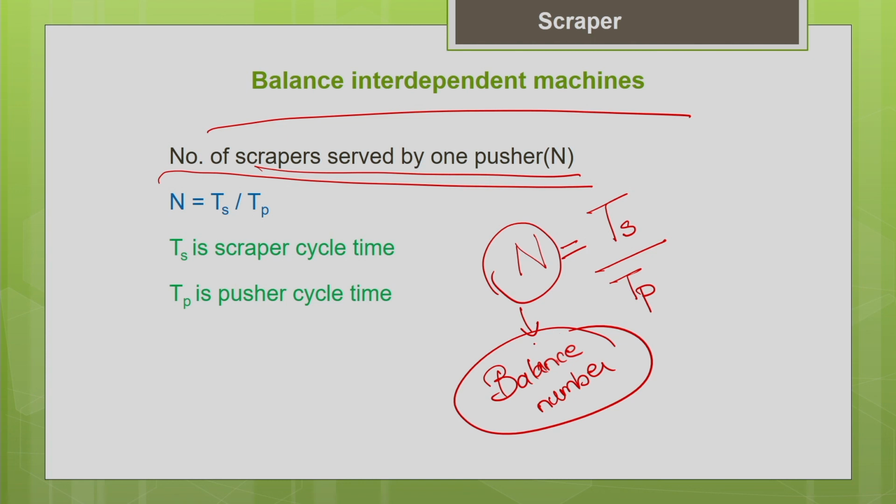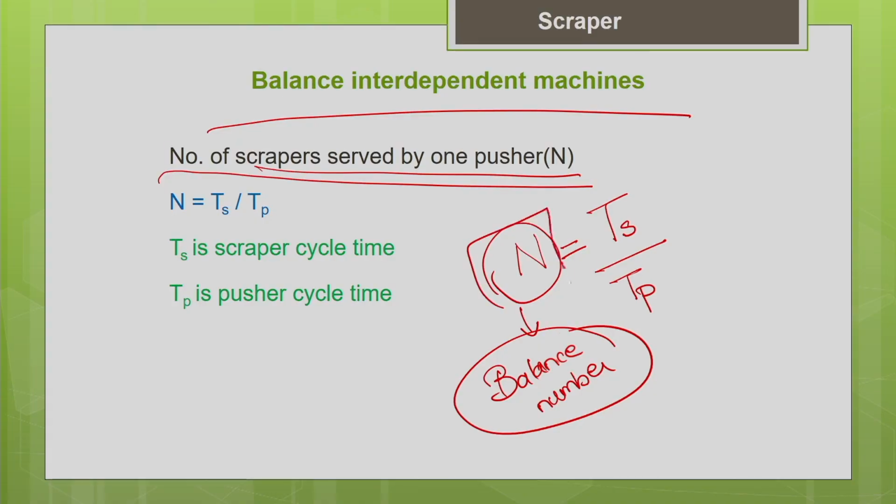So when you choose the balance number of scrapers and pusher, you can see that there will be minimum waiting time of scraper and pusher, and when you adopt the balance number, the production level of both the machines is the same, okay. The scrapers and the pushers will be working at their maximum production capacity when you have the balanced number, because their waiting time is less, okay. So that is why it is always preferable to go for the balanced number of the scrapers.